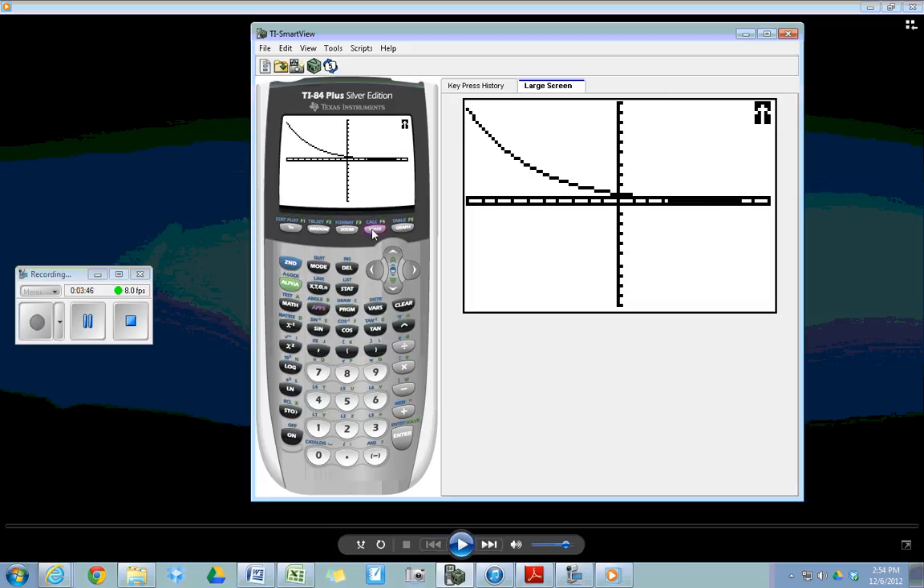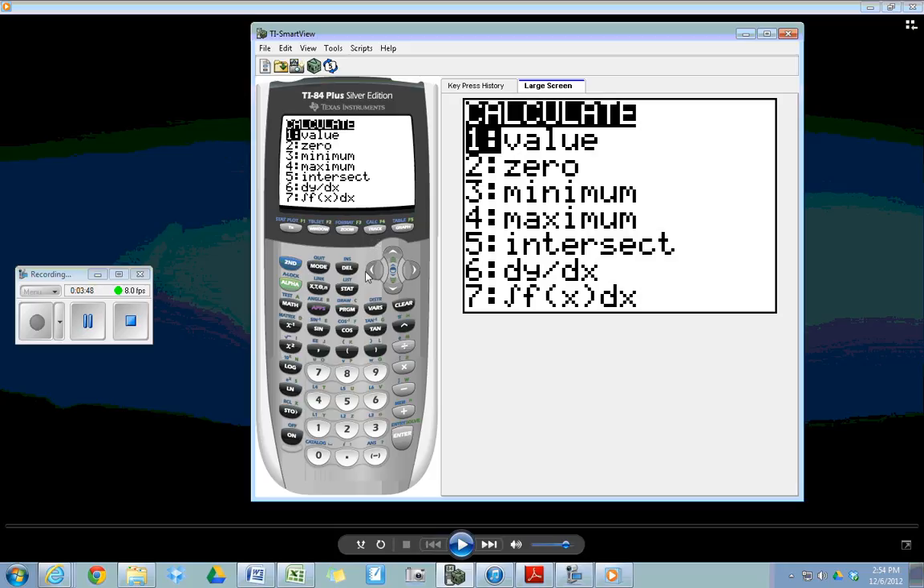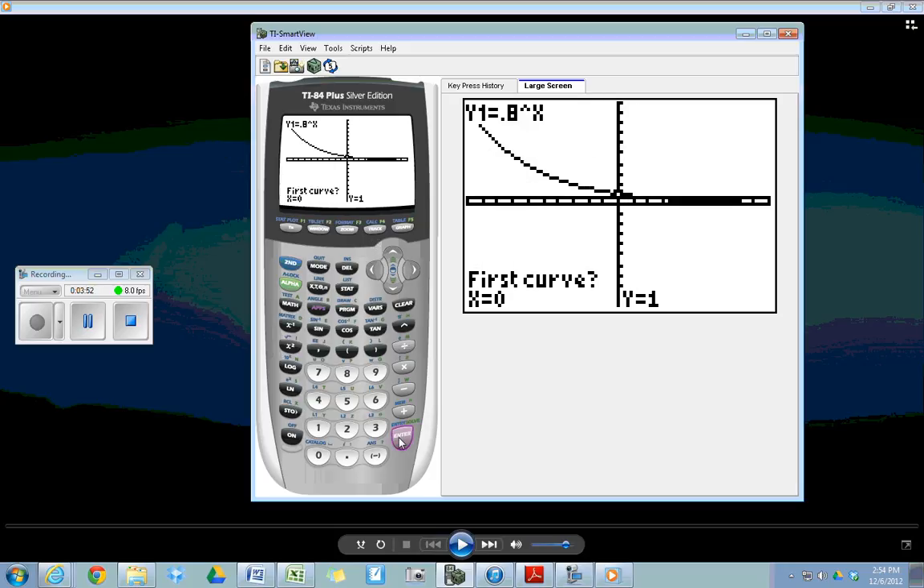When we find the intersection of these two functions, so second trace, option 5, enter, enter, enter, you'll see that they cross at 3.1 years. So it takes 3.1 years for this car to depreciate to half of its original value.